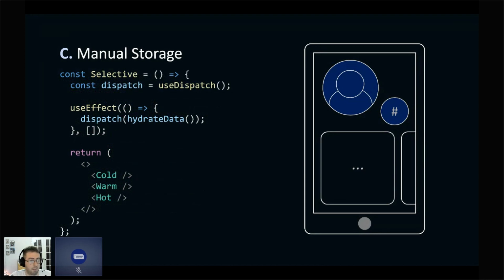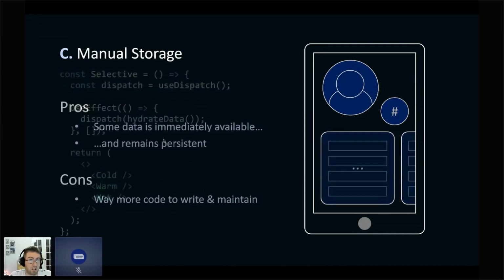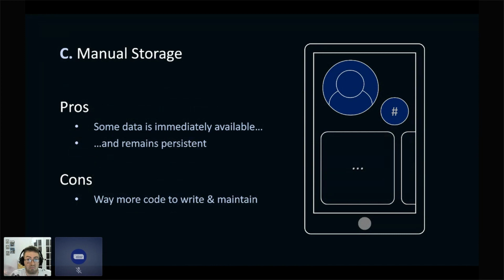Now, the logic for our root application, our root selective component is pretty much the same. I don't see any difference here. Still loads nicely. So this is great. I mean, our data gets immediately available and it remains persistent. That solves basically all of the performance loading concerns from the previous strategy.